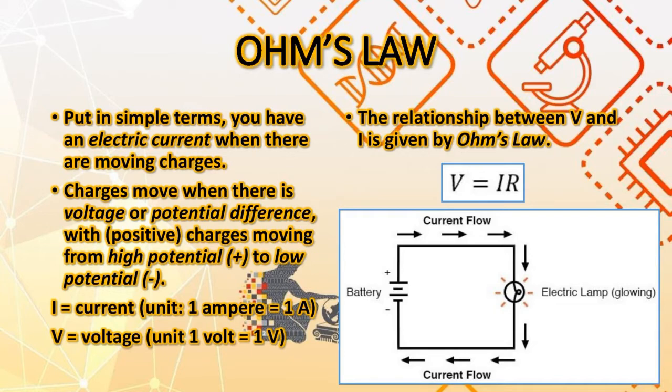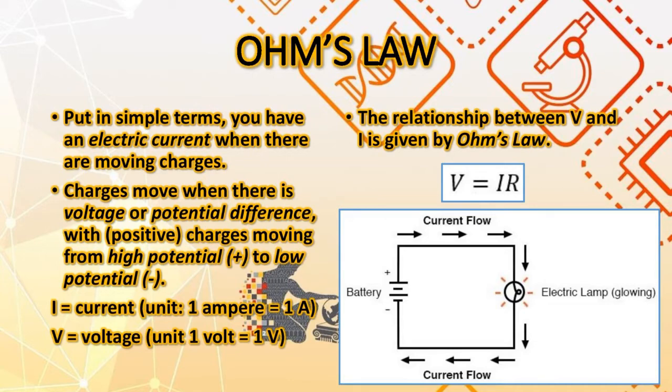If you consider, for example, a voltage source, an AA battery, a battery has a positive terminal and a negative terminal. The positive terminal refers to high potential, and the negative terminal refers to a low electric potential. Between the two terminals of the battery, therefore, you have high potential and low potential. You have potential difference. You have voltage. The variable for voltage is capital V, and the unit is volts.